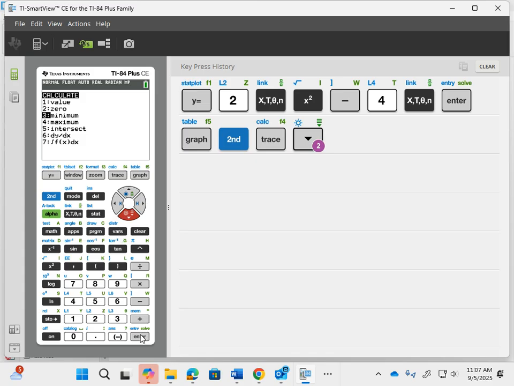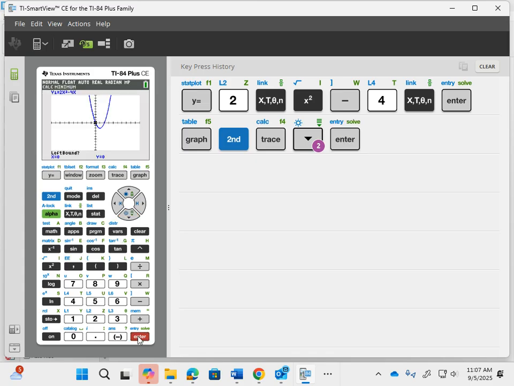So when I push enter, it goes back to my graph, and it says, if you want to find a minimum, we need to know the minimum between which 2 points. And it starts with my cursor there. I can move my cursor left and right with my arrow keys. And as soon as I push enter, on some calculators it draws a dotted line. On some calculators it just does a little arrow, depending on which version you have. But it says, okay, that's your left side.